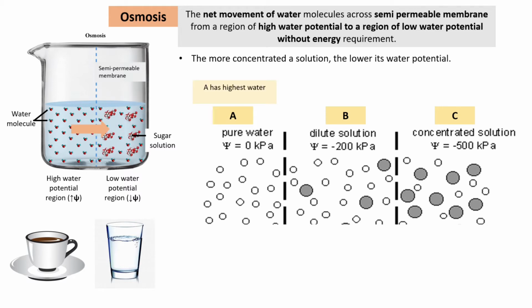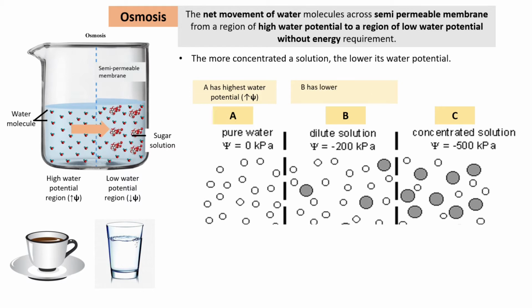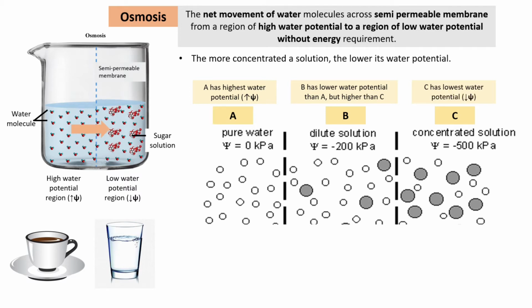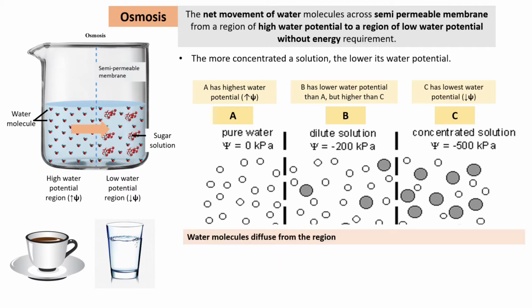Region A has the highest water potential. Region B has lower water potential than A, but higher than C. While Region C has the lowest water potential. Because water diffuses from a region of high water potential to lower water potential, water from Region A will diffuse into Region B and C, while water from Region B diffuses into Region C.